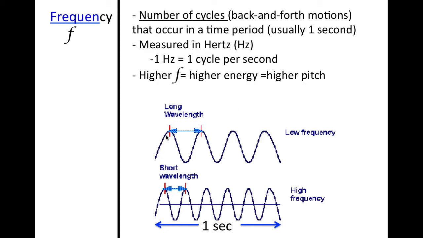So, for example, here we have a little picture where the wavelength is long. This is going to create a low frequency. You're going to have fewer cycles within the same amount of time than if you look down here, where we have more cycles, shorter wavelengths, within the same amount of time, the time being 1 second. We would call this a low frequency wave. We would call this a high frequency wave.